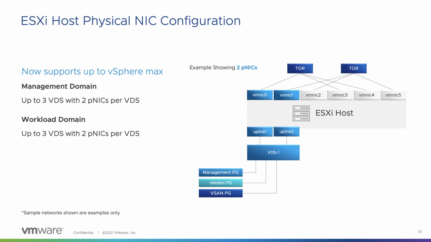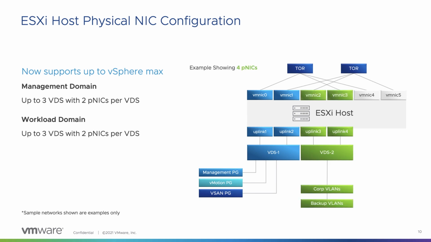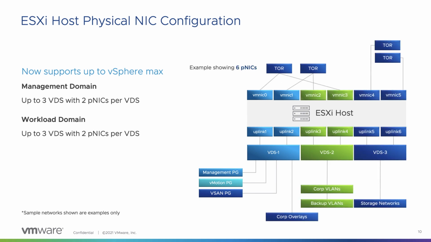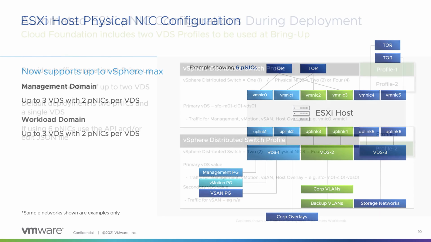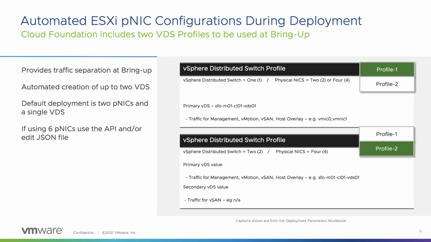Or they can create an additional VDS for use cases where isolating traffic is important. Some customers may want services being delivered from a different pair of top of rack switches. This is also supported. In the large majority of cases, the default configuration of 2 pNICs provides more than enough bandwidth. The Cloud Foundation Deployment Parameters Worksheet allows customers to define VDS profiles and deploy multiple VDSs during the initial deployment.